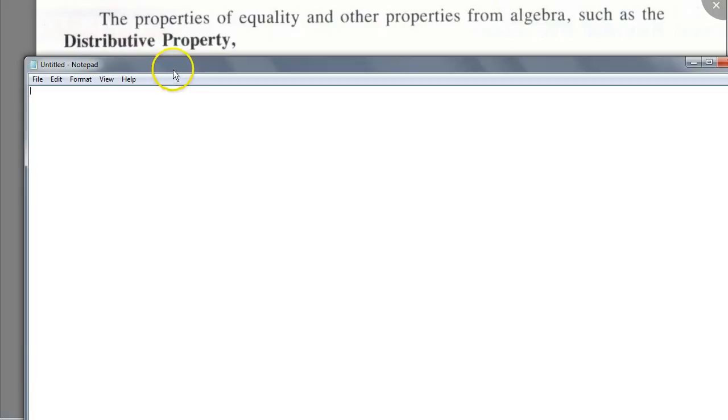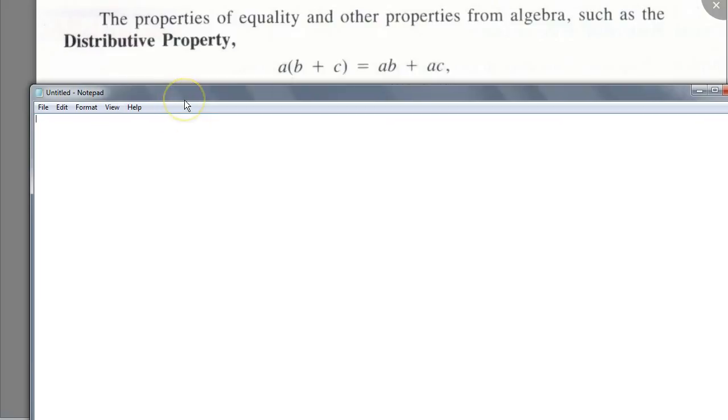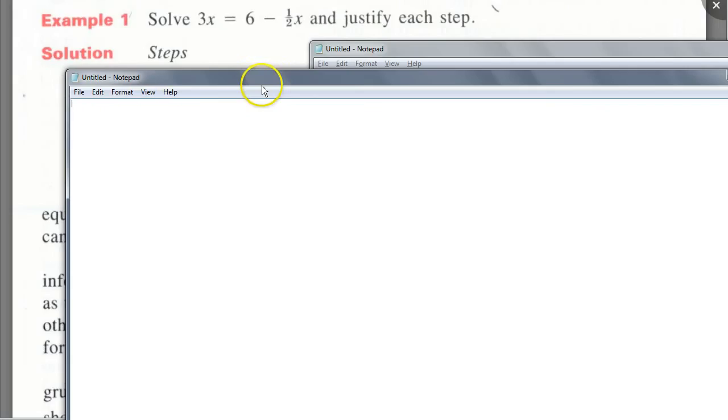And remember what distributive property says? If you have A times the quantity B plus C, then you get AB plus AC. You guys remember this? So it turns out we could use all these properties that we learned in algebra to justify steps. Okay, so here's what I mean by that. Let's do an example. Don't write this down. So we could use the properties that we learned in algebra to justify each step.